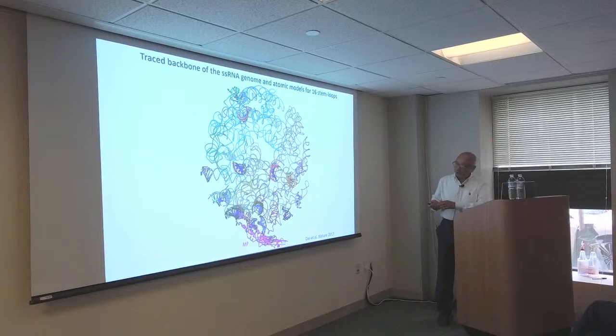For the most part, it's only a tracing of the backbone, but regions attached to the protein are more stabilized, so we're able to resolve them in higher resolution. We built an atomic model of the stem loop regions shown here, particularly for regions that interact with the MP protein. You can see the massive interaction with the MP, the maturation protein.